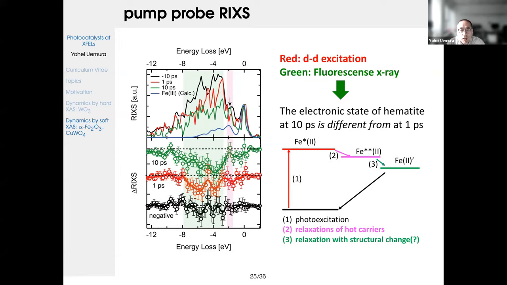And then we observed the resonant inelastic scattering. Resonant inelastic scattering gives us more detailed energy levels or the detailed structures of the excited states of hematite. Then we measured 1 picosecond, 10 picosecond, and the negative delay point. That is just like the ground state. And after the photoexcitation, we found the difference between the 1 picosecond and 10 picosecond. That is consistent with the previous result of L3 XAS. So we found several different photoexcited states created after the photoexcitation of hematite.